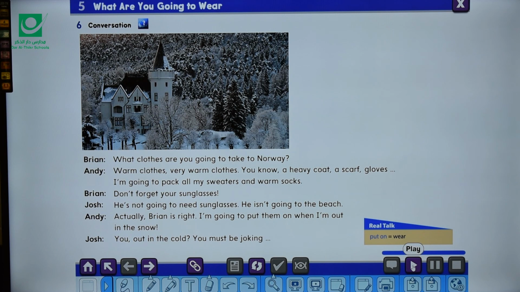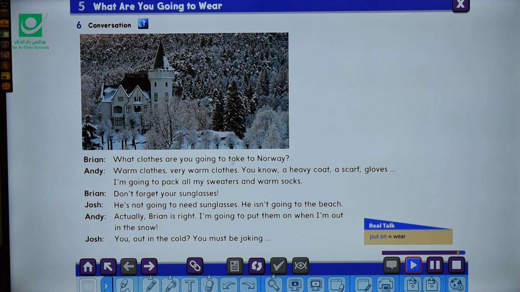What clothes are you going to take to Norway? Warm clothes, very warm clothes. You know, a heavy coat, a scarf, gloves. I'm going to pack all my sweaters and warm socks. Don't forget your sunglasses. He's not going to need sunglasses. He isn't going to the beach. Actually, Brian is right. I'm going to put them on when I'm out in the snow. You, out in the cold?